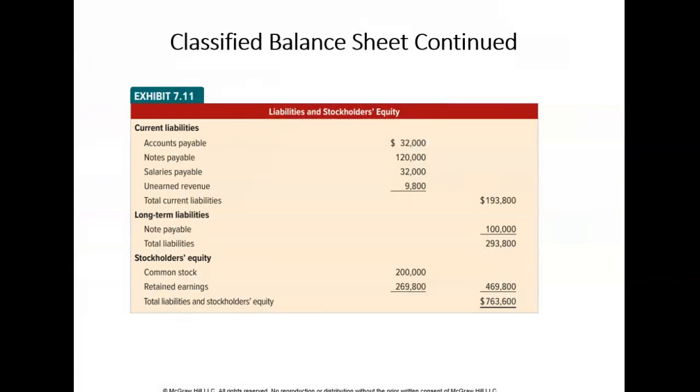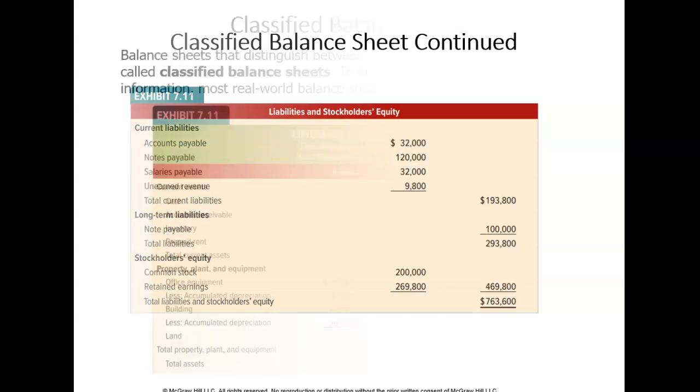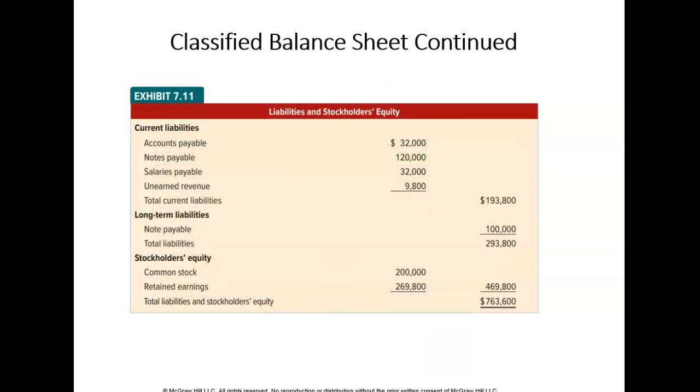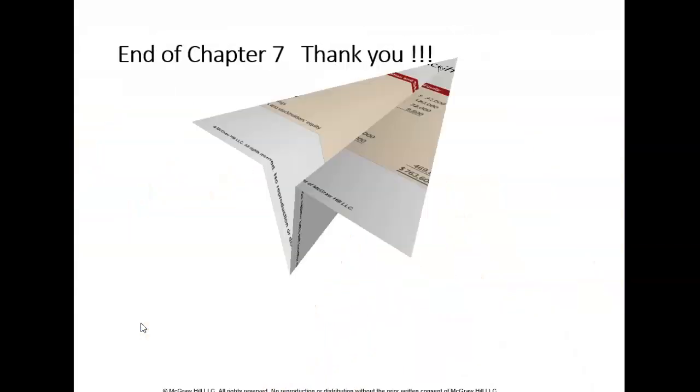So with a classified balance sheet, you all like how that flew up there? Do it again. Okay. So again, with a classified balance sheet, you're going to have it broken down into categories: current assets, long-term assets, current liabilities, and long-term liabilities.